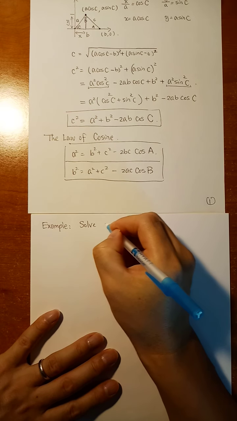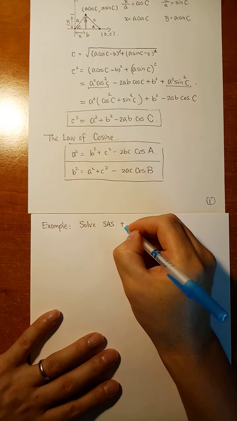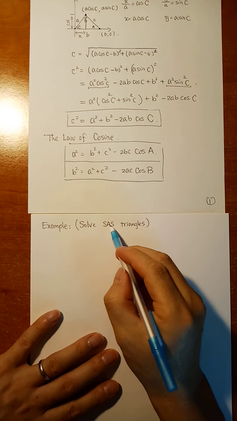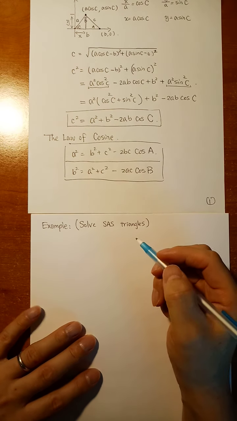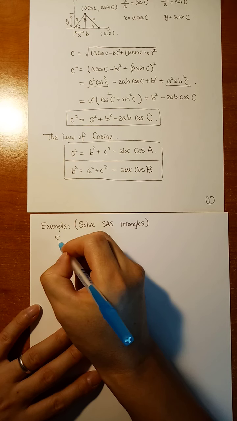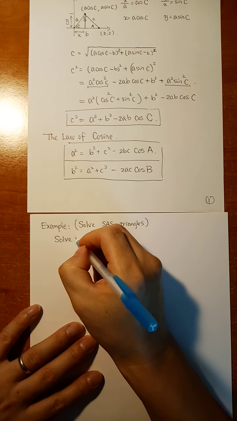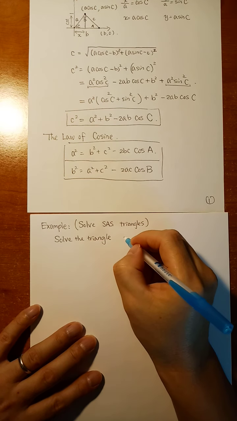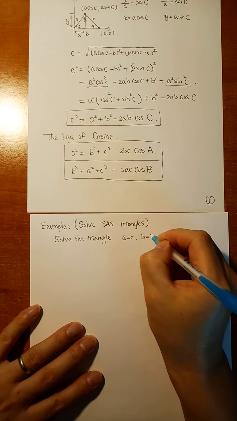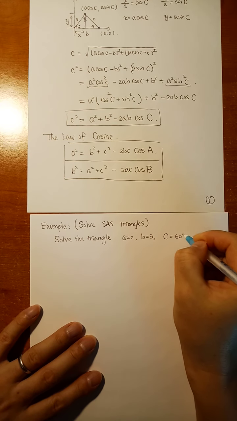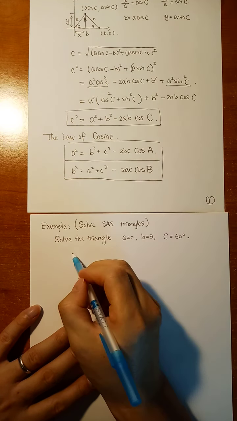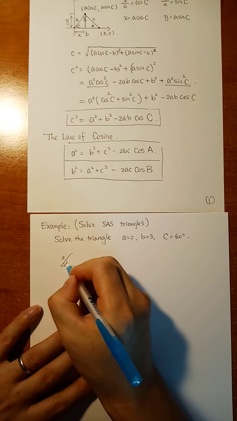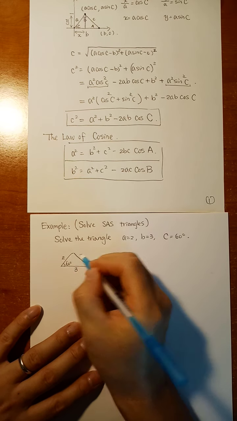So solve SAS triangles. A, B, cosine C, right? Okay, so let's see. Solve the triangle: A is equal to 2, B is equal to 3, the angle C is 60 degrees. Okay, let's check. This is 2, this is 3, this is 60 degrees. You connect these two endpoints.